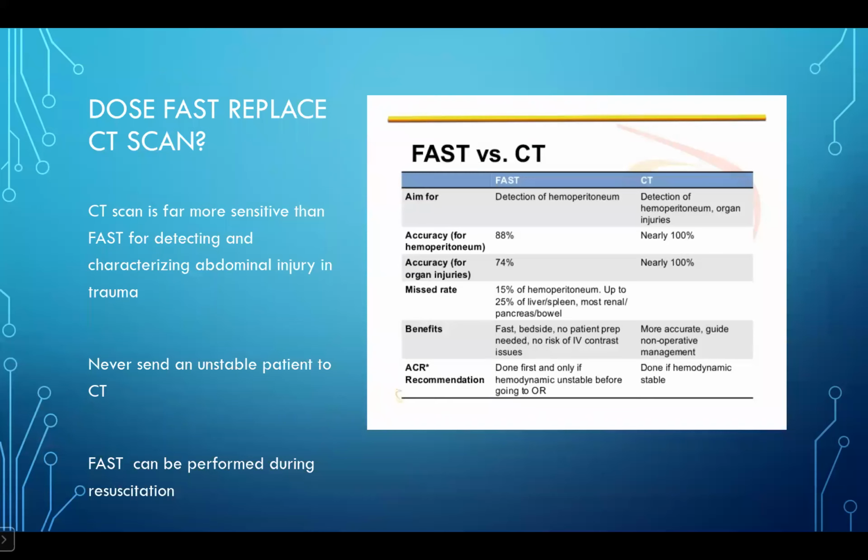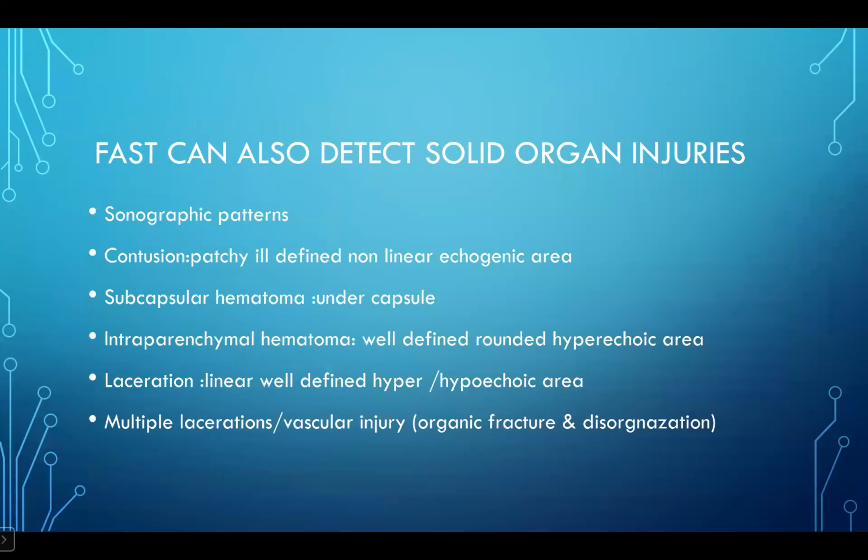FAST can also detect solid organ injury. The sonographic patterns of solid organ injury are as follows. Contusion appears as a poorly defined nonlinear echogenic area. Subcapsular hematoma appears under the capsule. Intraparenchymal hematoma appears as a well-defined rounded hyperechoic area. Laceration appears as a linear, well-defined hyper or hypoechoic area. Multiple lacerations with vascular injury may indicate organ fracture and disorganization.